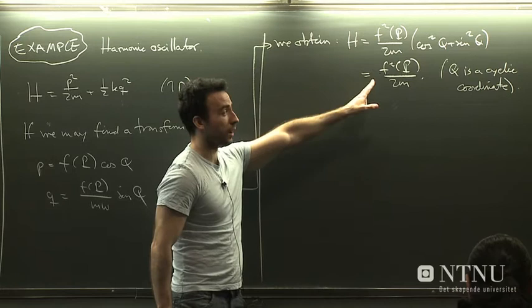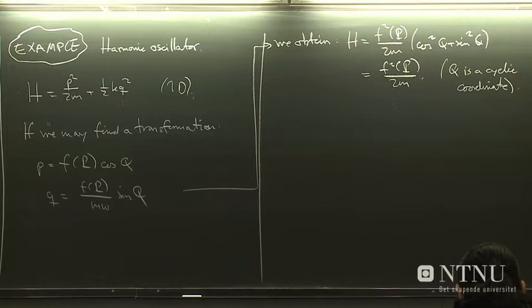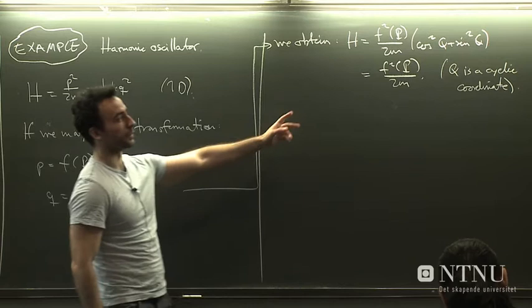So then the question is, okay, is this transformation allowed? Will this work if we are to use the Hamiltonian formalism, for instance? Is it a canonical transformation? Because we need this to be a canonical transformation if we are to use Hamilton's equations on the new variables large Q and large P. So the question is, is this a canonical transformation?